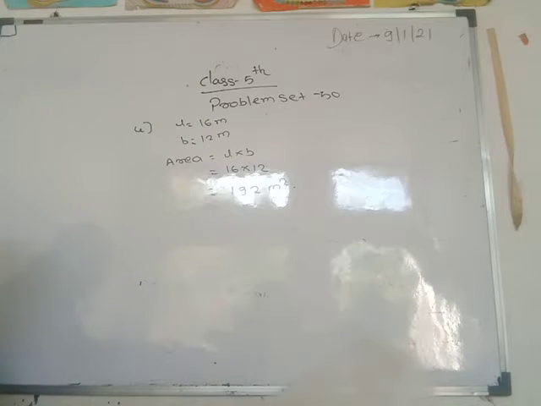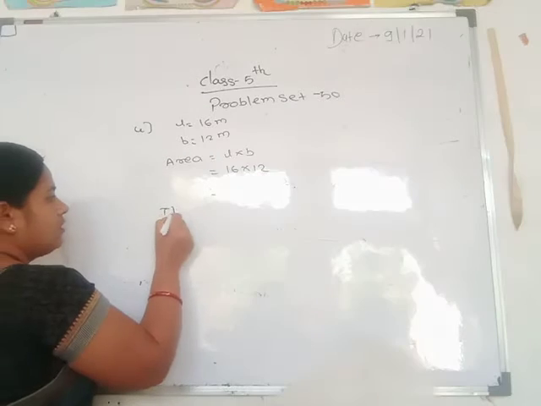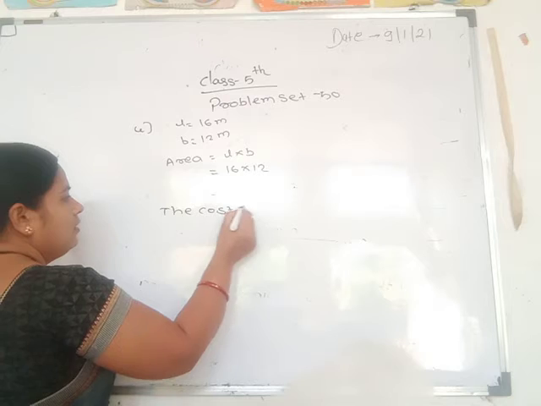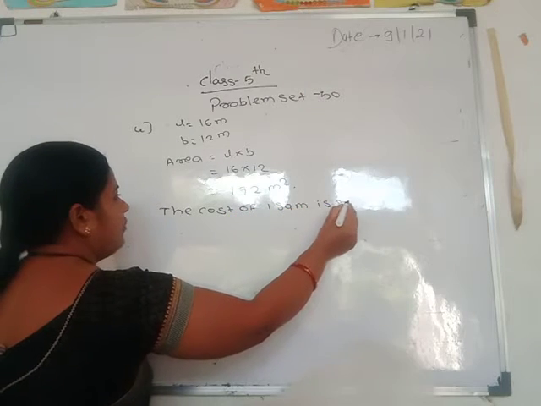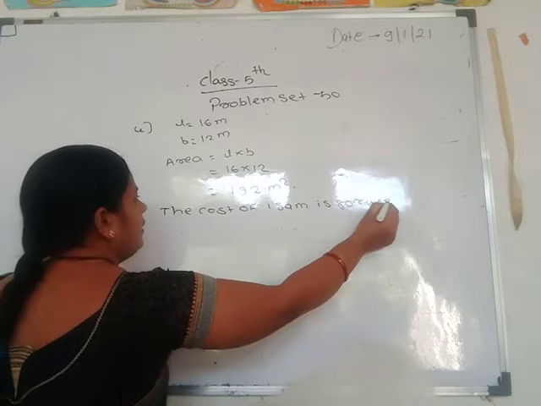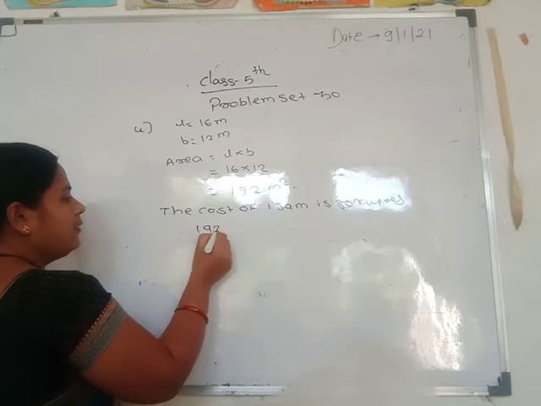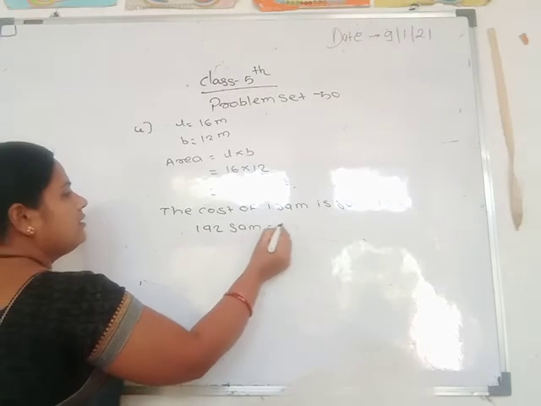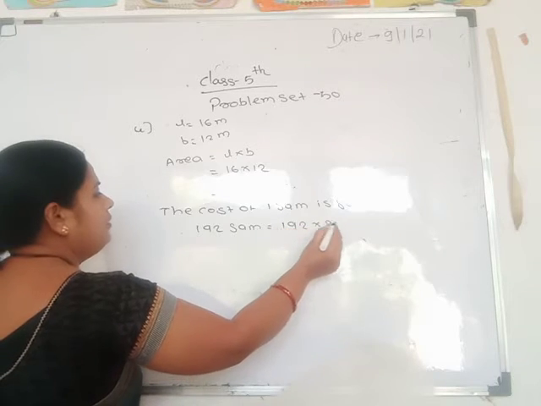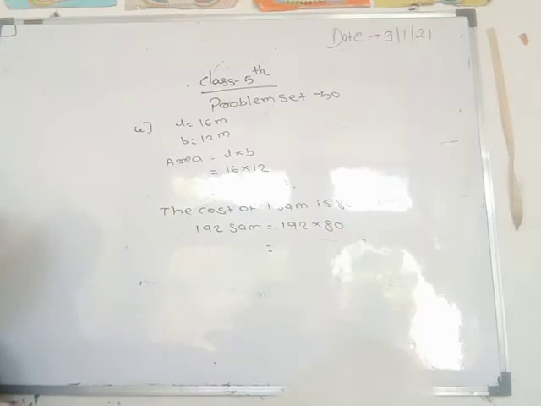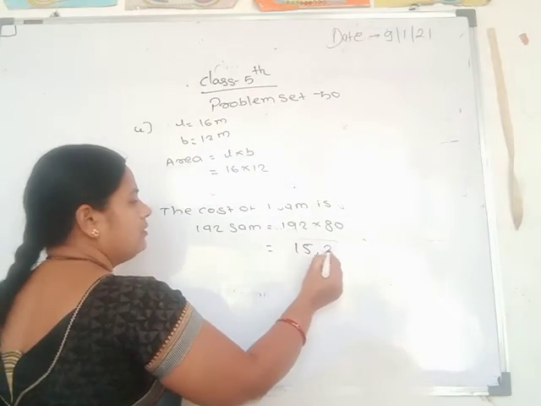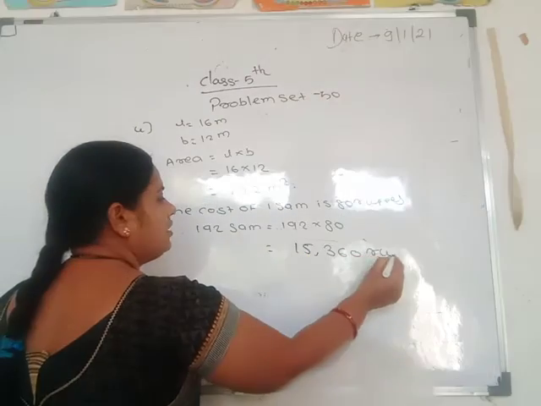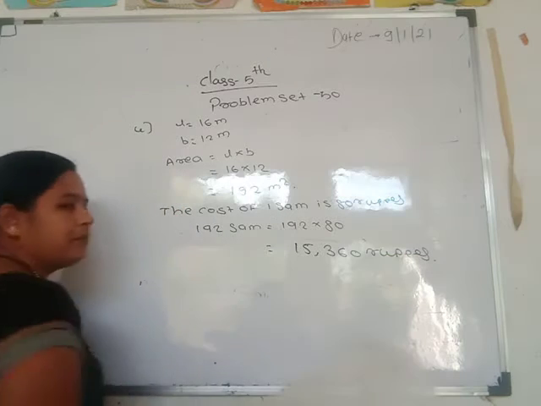Then the cost of 1 square meter is 80 rupees. Then 192 square meter is equal to 192 into 80. Then how many rupees here? The answer is 15,360 rupees.